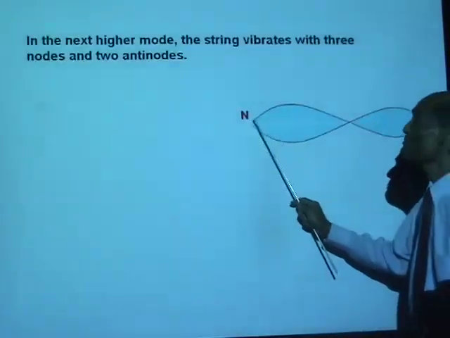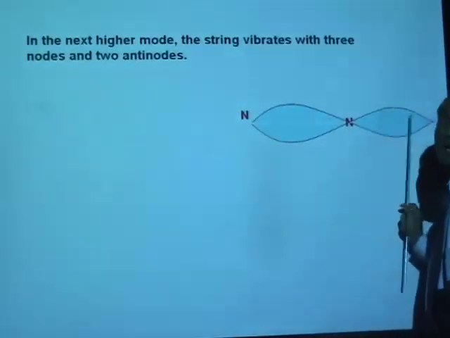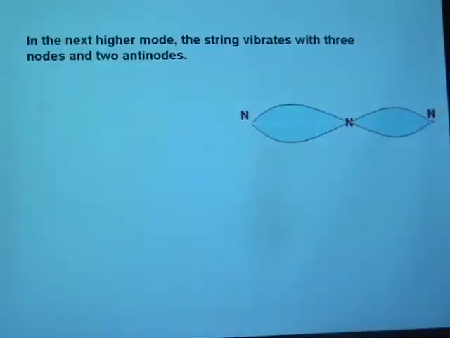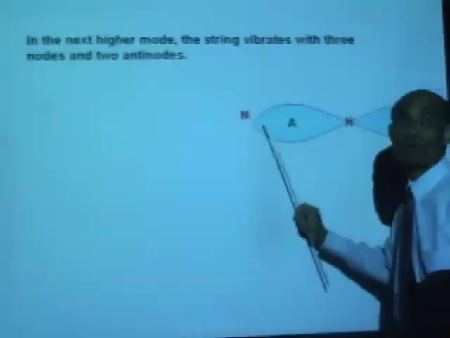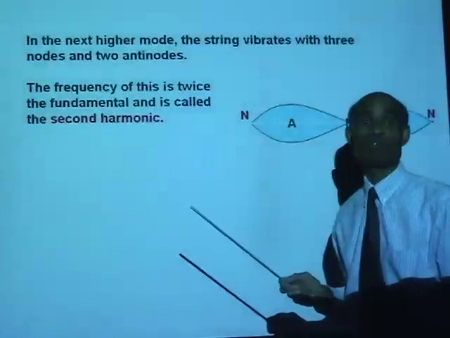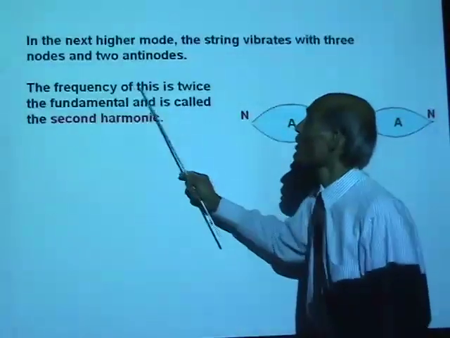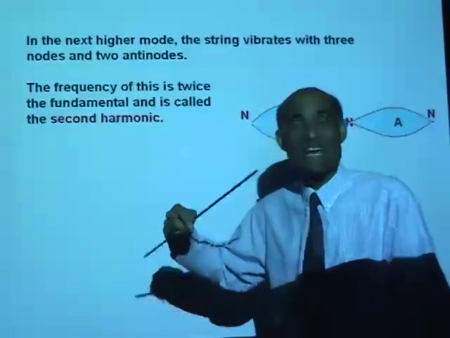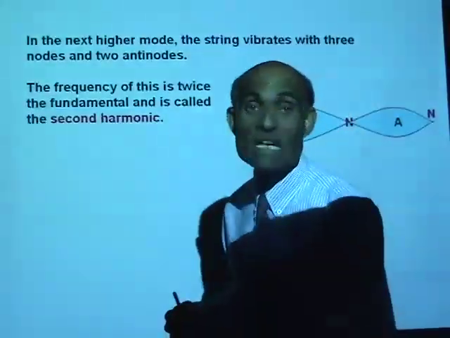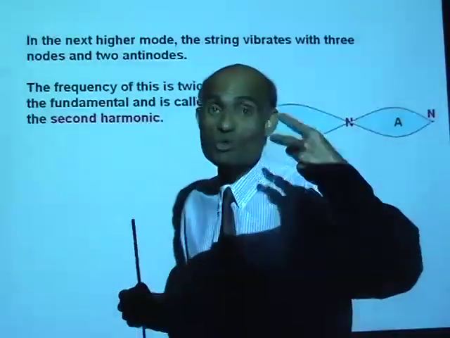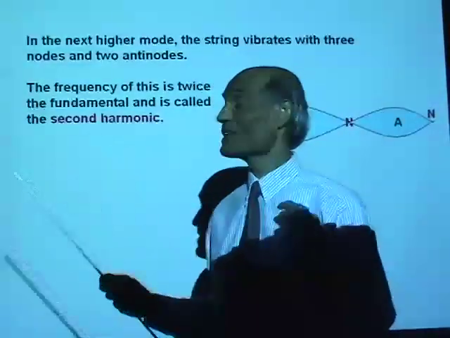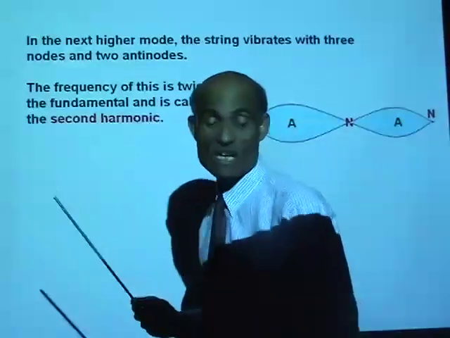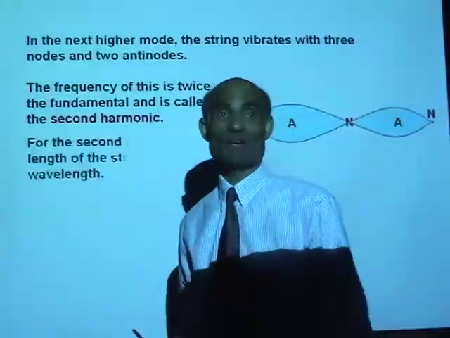That means there is a node there, a node here, and a node at the other end. There are 3 nodes. And how many antinodes? 2 antinodes. This is the second mode of vibration. The frequency of this is twice the fundamental and is called the second harmonic. The string is now vibrating at twice the fundamental frequency. And twice the fundamental frequency is called the second harmonic.